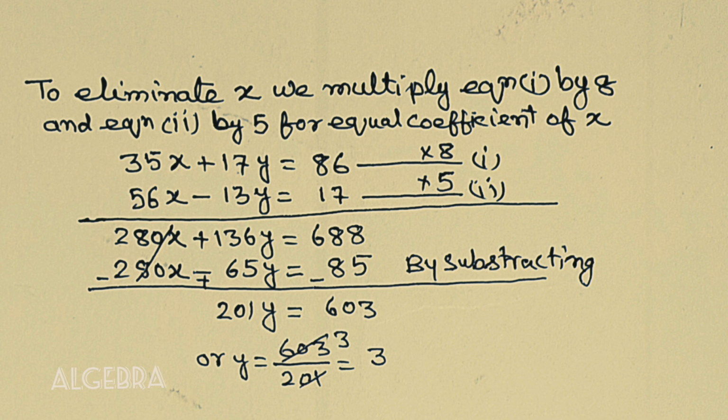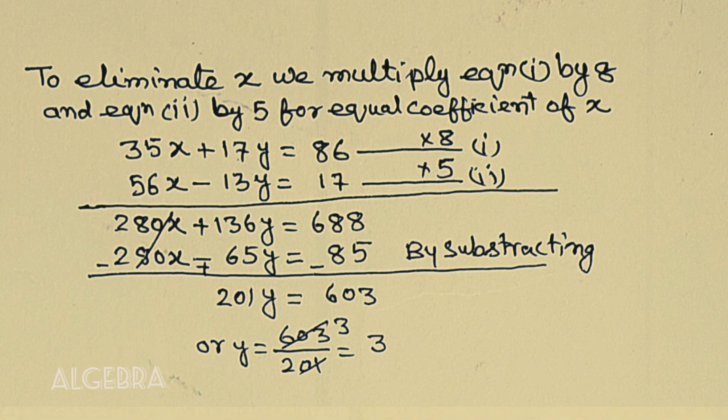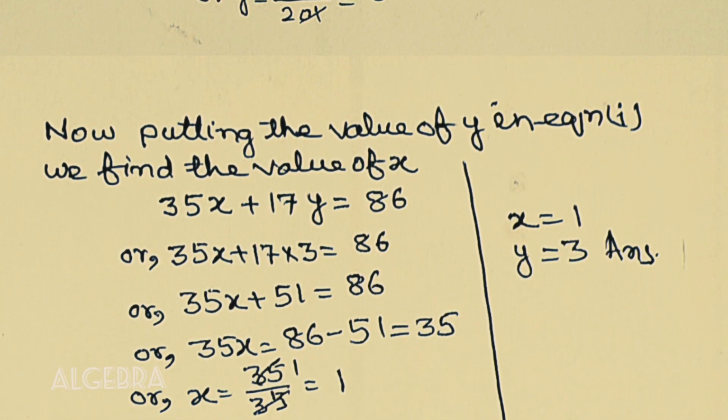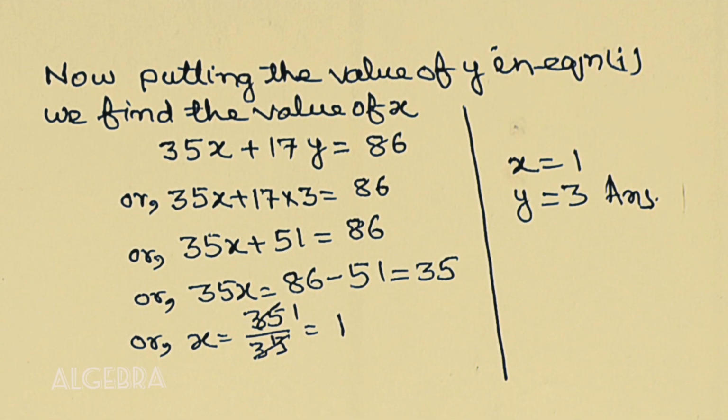280x plus 136y is equal to 688, and 280x minus 65y is equal to 85. By subtracting, 201y is equal to 603, or y is equal to 603 by 201 is equal to 3. Now putting the value of y in equation 1, we find the value of x.